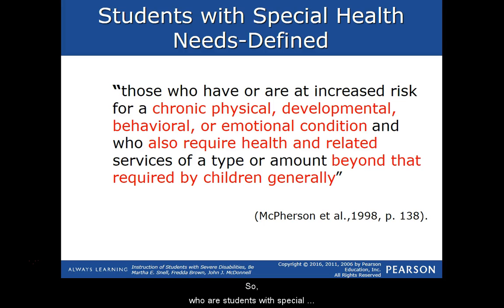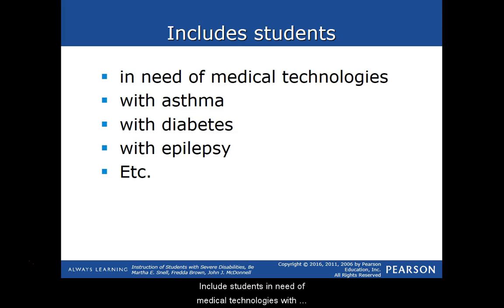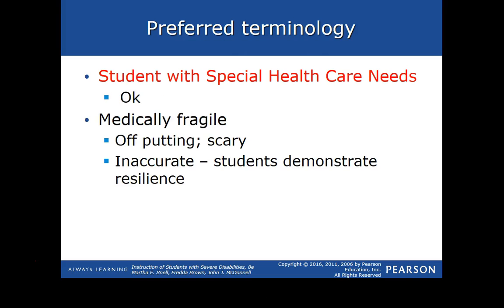So who are students with special healthcare needs? One definition is those who have or are at increased risk for a chronic physical, developmental, or emotional condition, and who also require health and related services of a type or amount beyond that required by children generally. That's a good broad definition from McPherson et al., 1998. Includes students in need of medical technologies with asthma, diabetes, epilepsy, etc. So it can include a whole range of healthcare conditions.